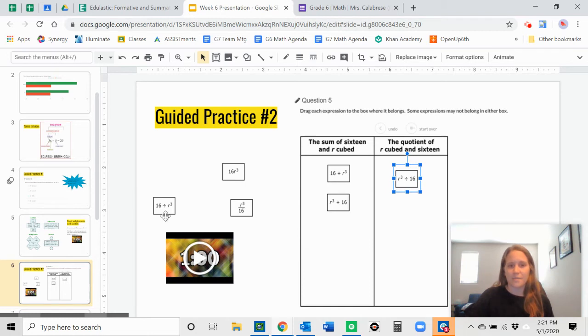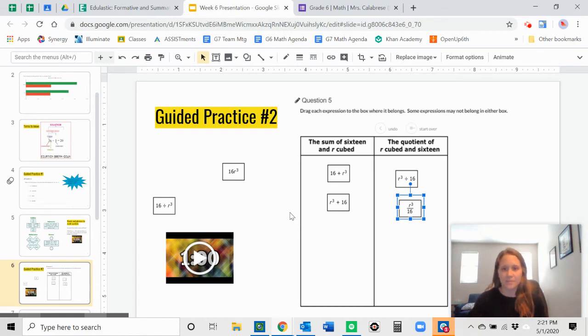Does this one work? Nope, this one belongs in neither category, so I'm going to leave it over here. How about this one? Fraction bar is division. Is it in the correct order? Absolutely. I'm going to go ahead and put the quotient of r cubed and 16 in that category. Two ways to write the same problem. How about this one?